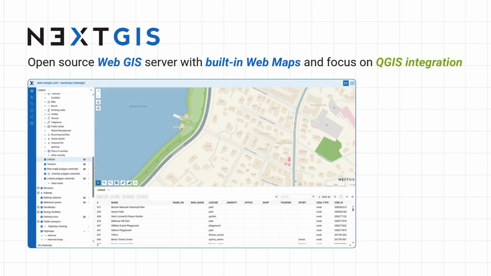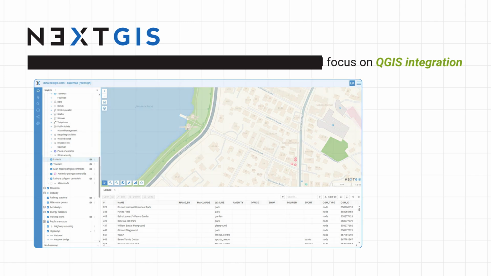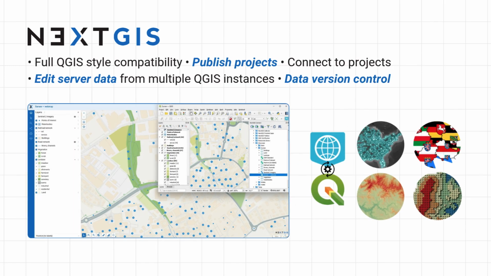NextGIS Web is an open-source WebGIS server with a strong focus on QGIS integration. You can publish QGIS projects to the web while preserving styles and then collaborate, connect from multiple QGIS instances, edit data together, and keep everything in sync.